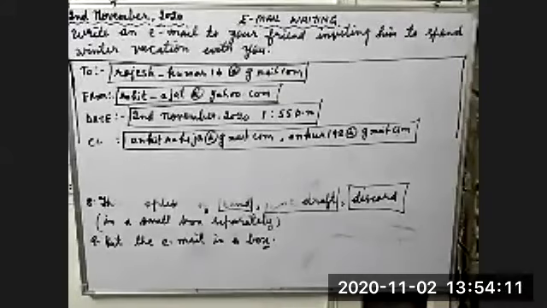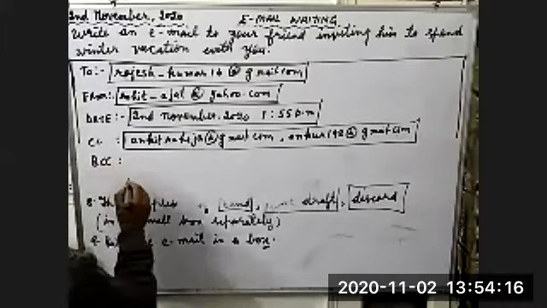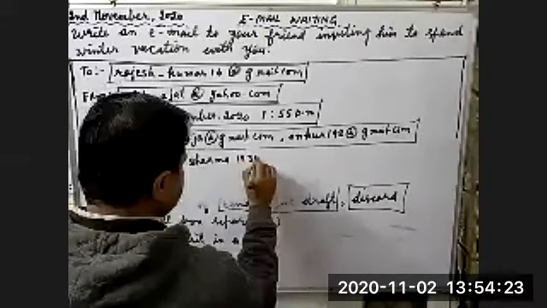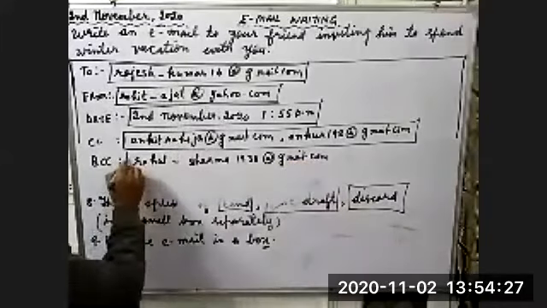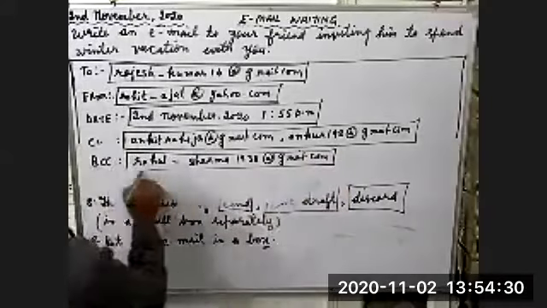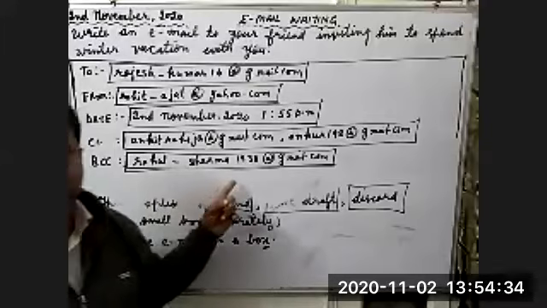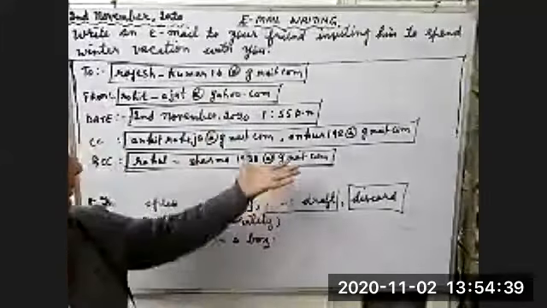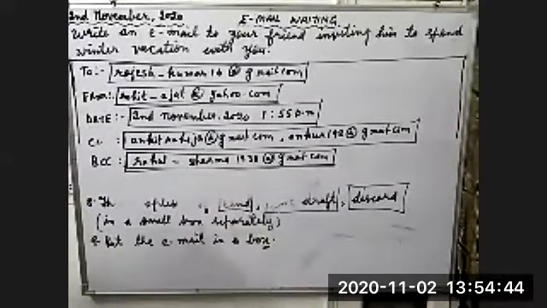Next is BCC, blind carbon copy. Rahul underscore Sharma 1938 at gmail.com. This is the address of blind carbon copy. Now this person has received this mail, but he does not know 1, 2, 3 more people have received the same mail. These two people know that this person has received the mail, but this person does not know.